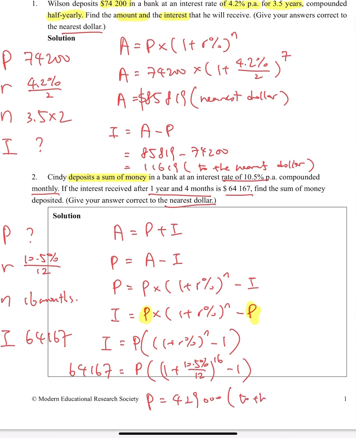It's asking you to give the answer to the nearest dollar, so that's our answer, to the nearest integer. So please pause the video if you don't understand. Try to listen to what I said again. Just follow the rules, follow the steps, and then you probably can get the answer by yourself.